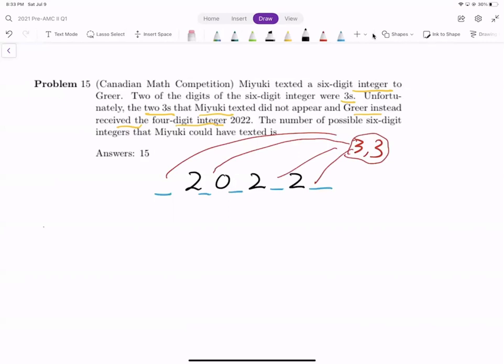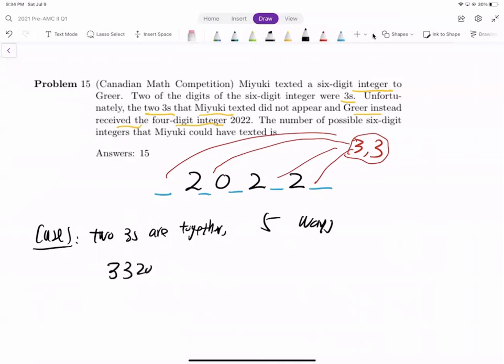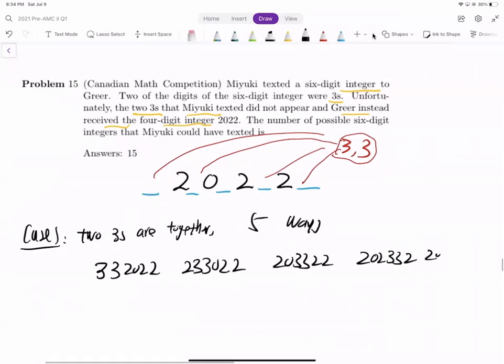Let's look at 2 cases. Case 1, the 2 3s are together. Then obviously you have 5 ways, right? You can just write them out. We have 3, 3, 2, 0, 2, 2; 2, 3, 3, 0, 2, 2; 2, 0, 3, 3, 2, 2; 2, 0, 2, 3, 3, 2; and 2, 0, 2, 2, 3, 3. Okay, so basically you combine the 3s and you put them into 5 positions, right?